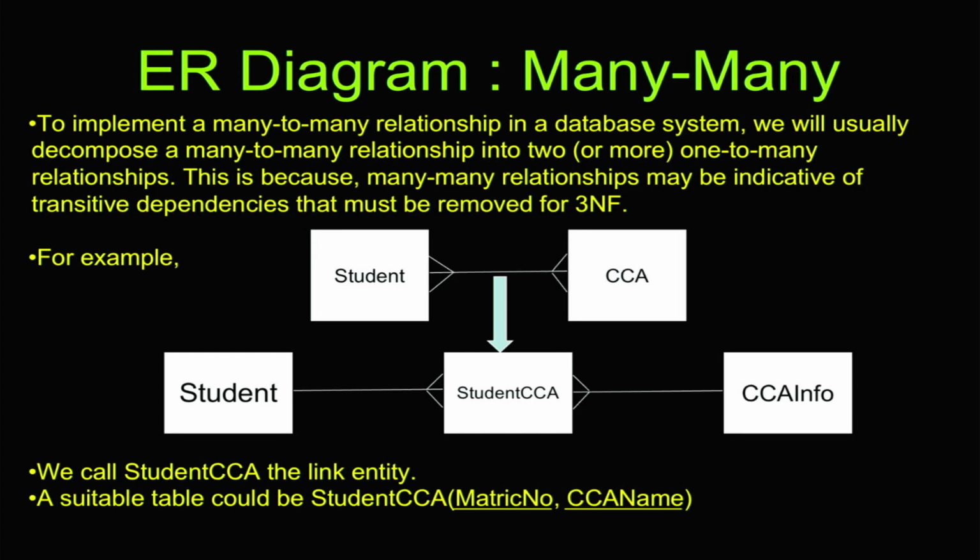So now come some problems with many-to-many. When we have a many-to-many relationship within the database, it's usually indicative that there are transitive dependencies. So if you want to achieve 3NF for your database, you need to try to break down these relationships. For example, student and CCA is a many-to-many relationship, because a CCA can have many students and a student can join multiple CCAs. So how do we resolve this, and change it from a many-to-many relationship to a one-to-many relationship?